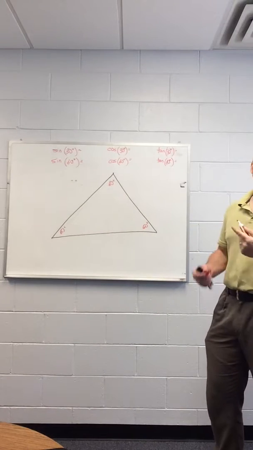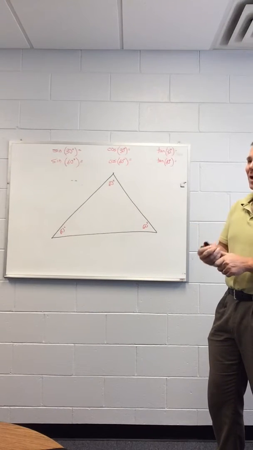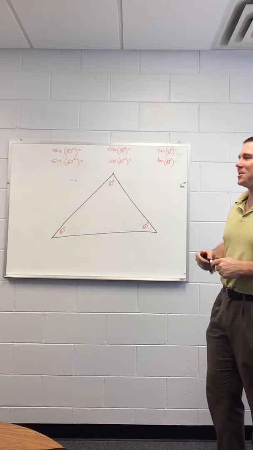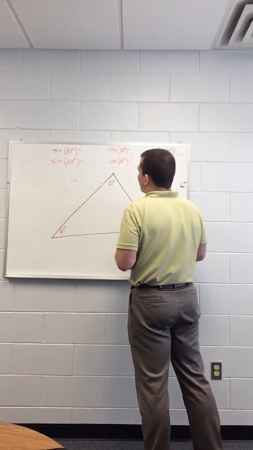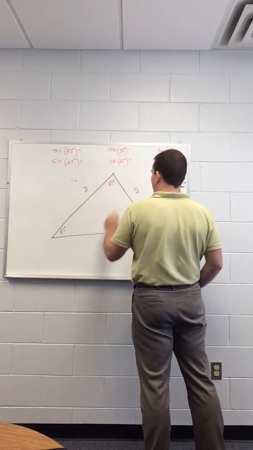Since it's equilateral, all the sides are the same length, you can call them whatever length you want because they're all the same. To make it as easy on ourselves as possible, we're actually going to call them all 2. It's a nice even number, so that'll work.